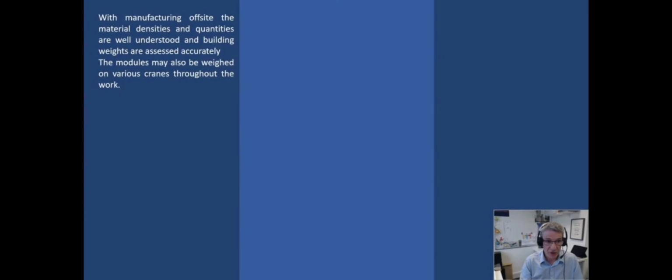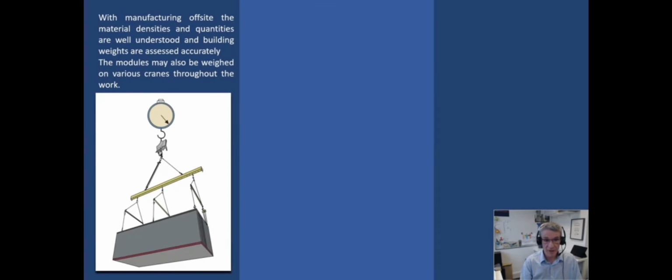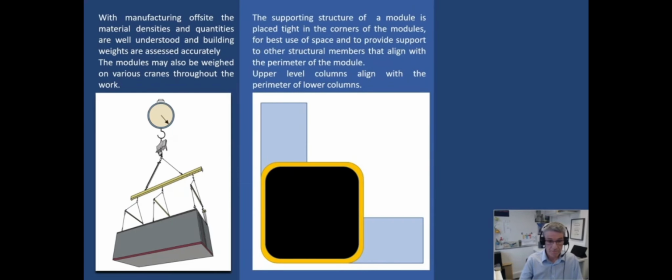With manufacturing offsite, the material densities and quantities are very well understood, and building weights can be assessed very accurately. Of course, the modules can also be weighed on a couple of occasions. We pick them up in the factory, so the module can be weighed, and we pick them up again on site. So you can assess the weight of the building very, very accurately.